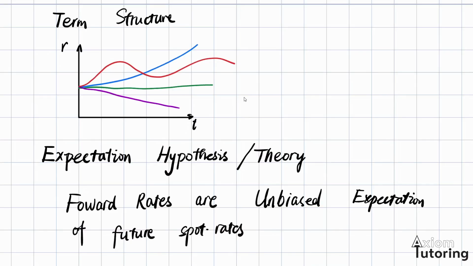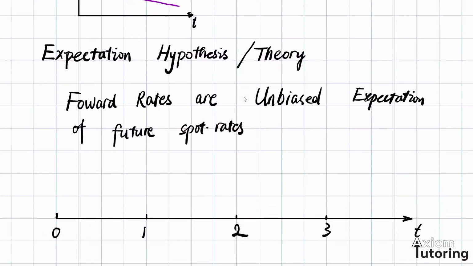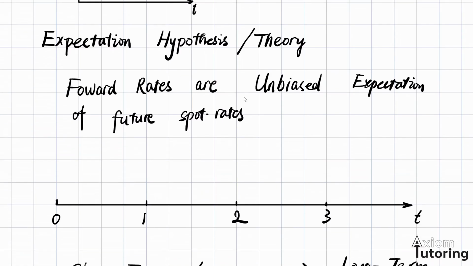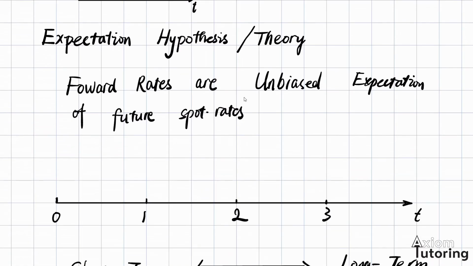We'll first use the expectation hypothesis or the expectation theory. What it says is that forward rates, remember the forward rates, are unbiased expectations of future spot rates. Being unbiased, intuitively, could mean on average they're right. So there could be a little bit of error, but on average they're right. So we use forward rates as forecasts for future spot rates.